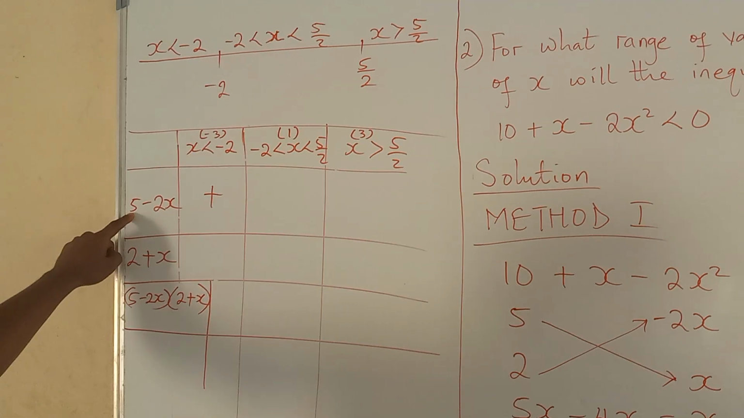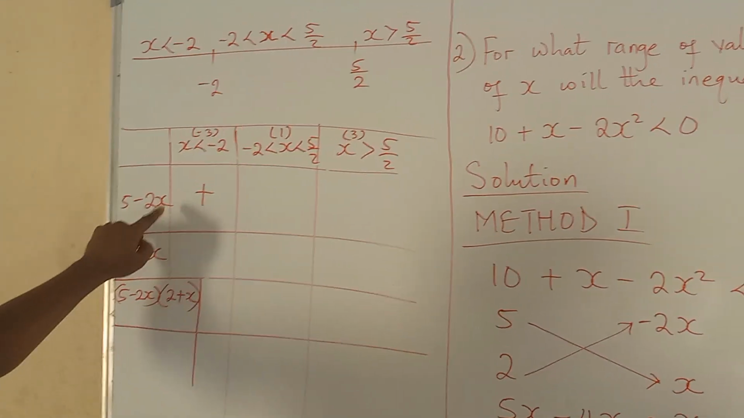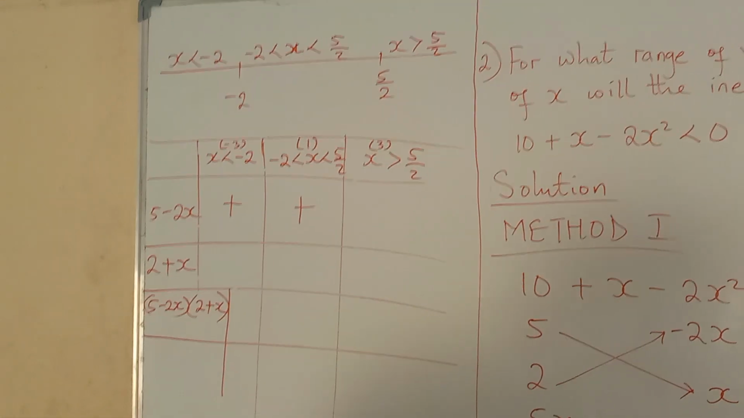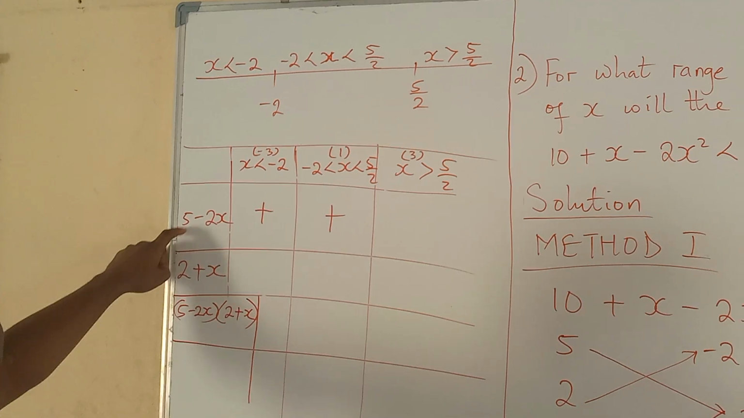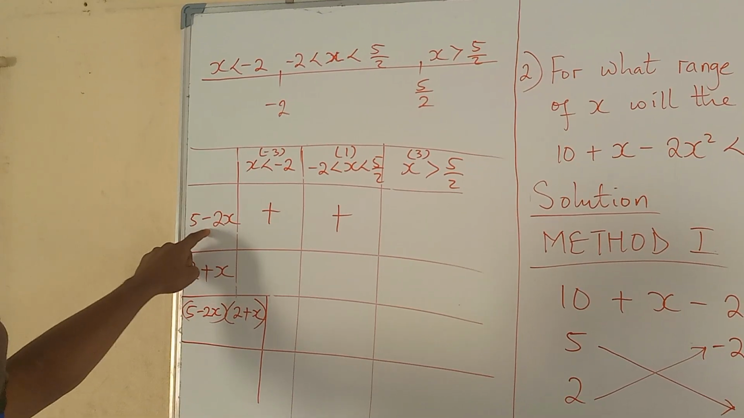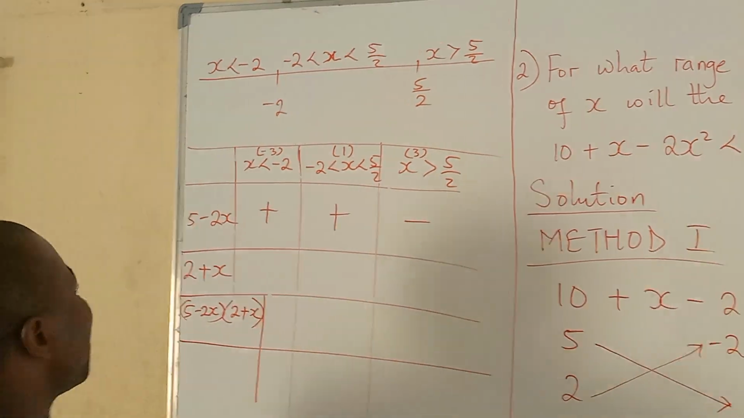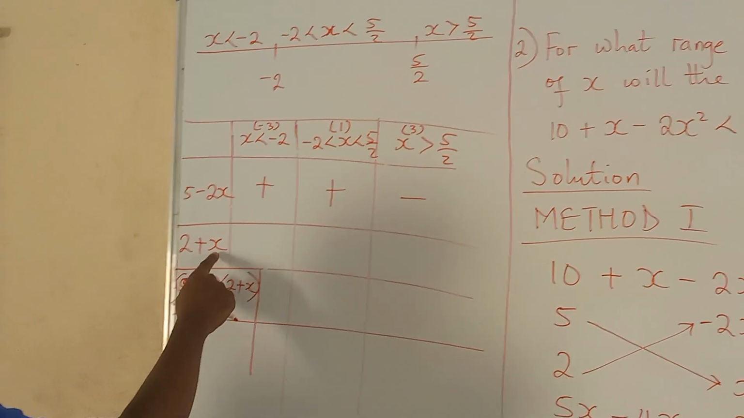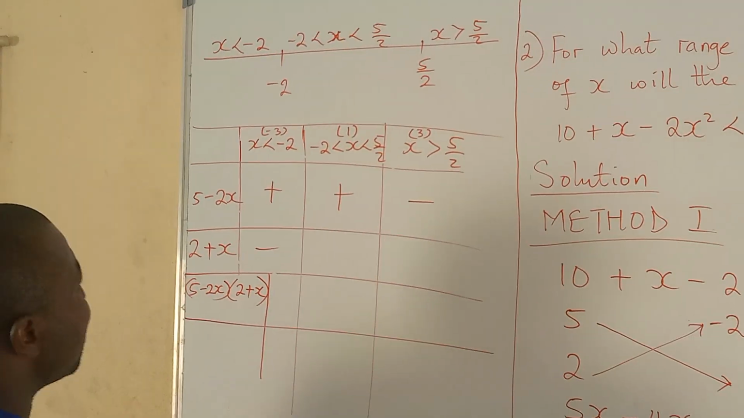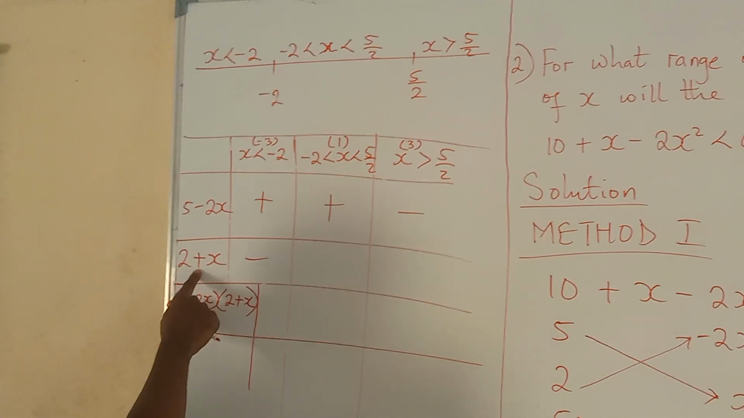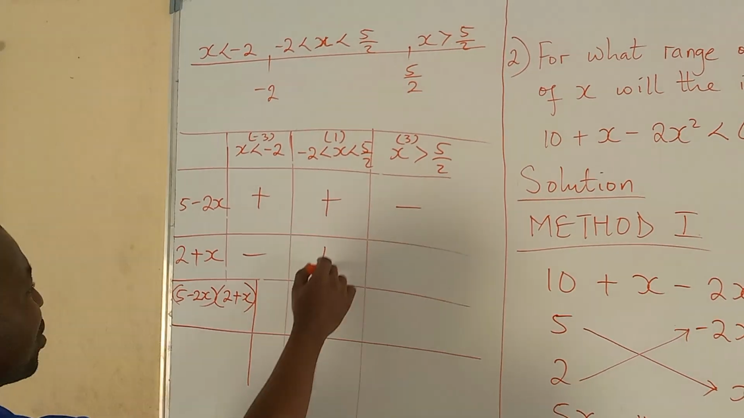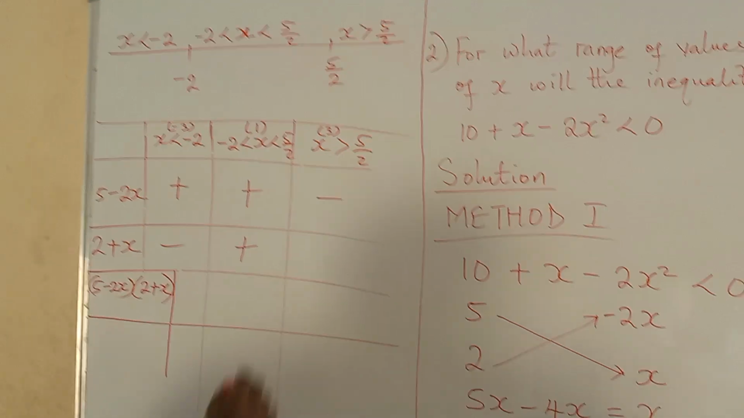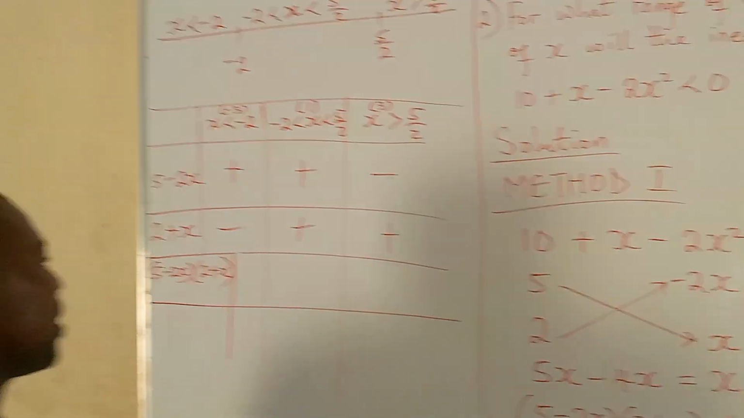If x is 1, this will be 5 minus 2 times 1. That will give you 5 minus 2, which is 3, a positive number. If x is 3, this will be 5 minus 2 times 3, which will give you 5 minus 6, minus 1, a negative number. Over to this one. When x is minus 3, this will be 2 minus 3, which is minus 1, a negative number. If x is 1, this will be 2 plus 1, which is 3, a positive number. And if x is 3, this will be 2 plus 3, which is 5, a positive number.